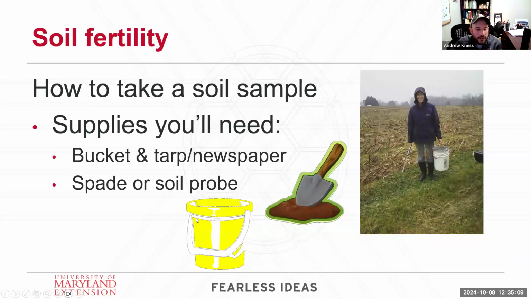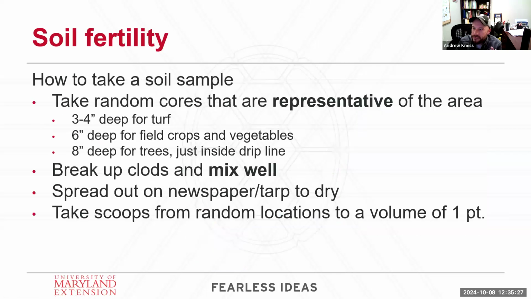All right, so to take a proper soil sample, you're going to need a couple of things. You're going to need a clean bucket, preferably a plastic bucket, not a rusty metal bucket, because that could throw your results off. You could use a tarp or a newspaper to dry your soil before you send it. You're going to need a spade or a soil probe to take the actual cores or the slices.